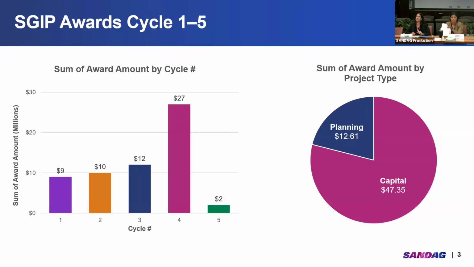SANDAG has held 5 cycles or rounds of funding to date. The first one, Cycle 1, was in 2009, and the latest one, Cycle 5, was held in 2022. The cycle numbers and their associated award amounts are on the bar chart on the left. And on the right, you can see a pie chart showing all of the investment thus far, which is a total of $59.7 million. And as you can see, a majority of that has gone to capital construction projects.